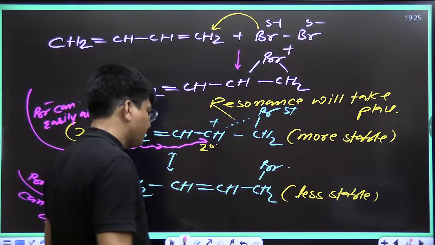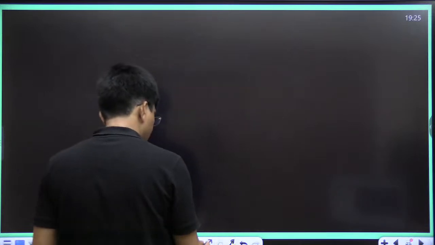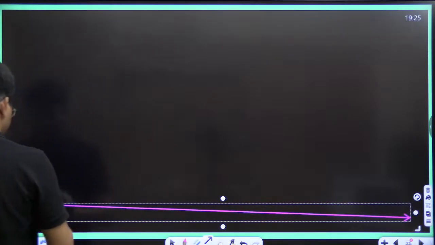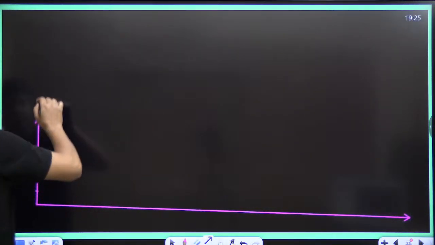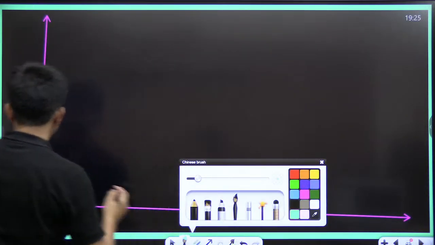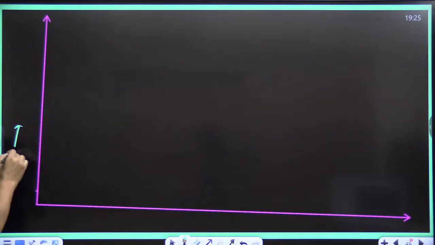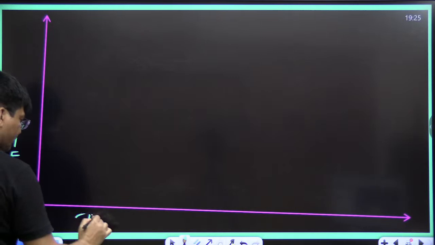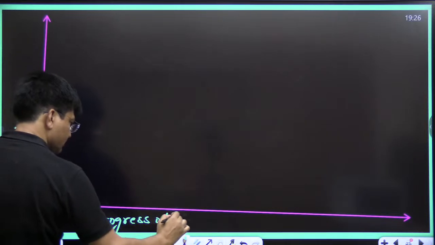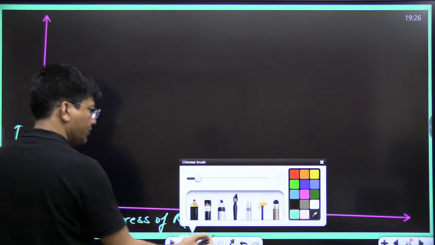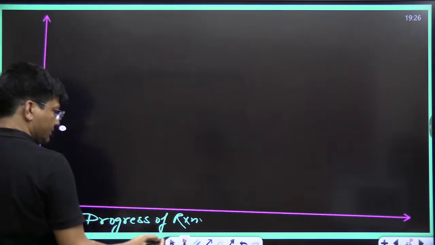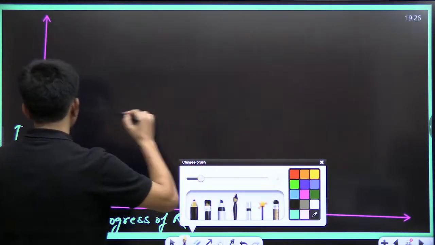Now let me explain it with the help of one graph. Let me tell you the graphical representation, then you can easily understand it. See kids, let me show you the graphical representation. This is the energy, my dear friends, and this is the progress of reaction on the x-axis. Now, my dear friends, we are going to start from here. This is the starting point, and this is the alkadiene, and it is moving like this.